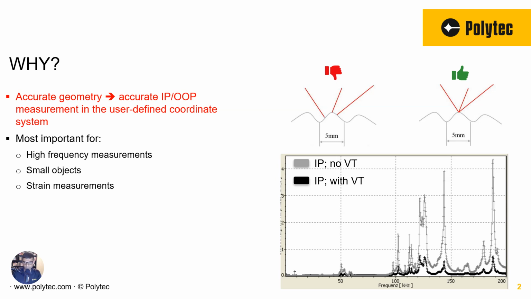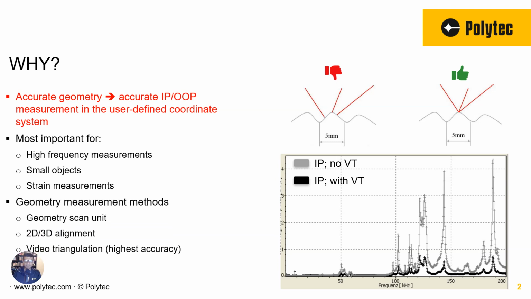Perhaps the most important is the strain measurements, where we are looking at small amplitudes to begin with, and then now we are looking at the difference to calculate the delta L. So here it becomes paramount that you have the absolute highest accuracy in terms of geometry, which would mean the absolute highest accuracy in terms of the in-plane measurements required for strain calculation.